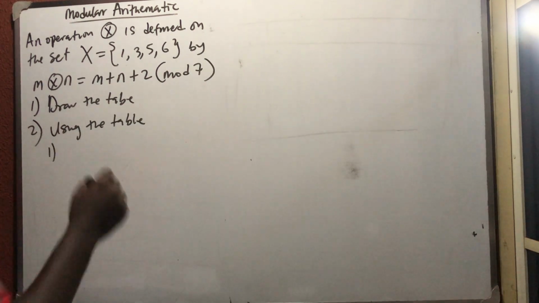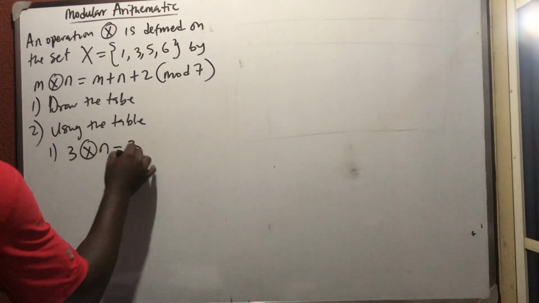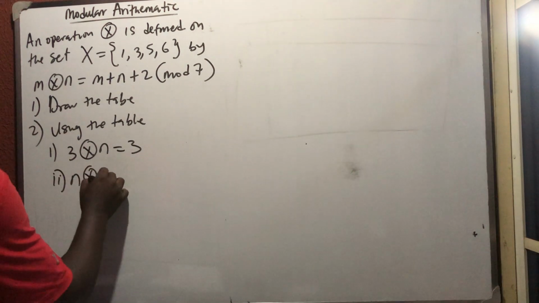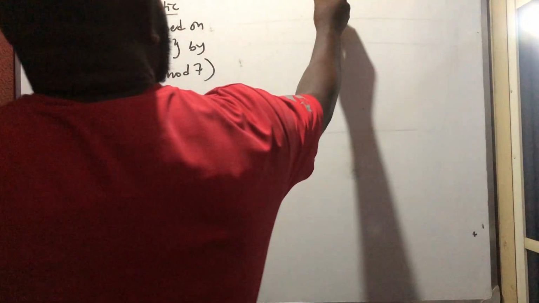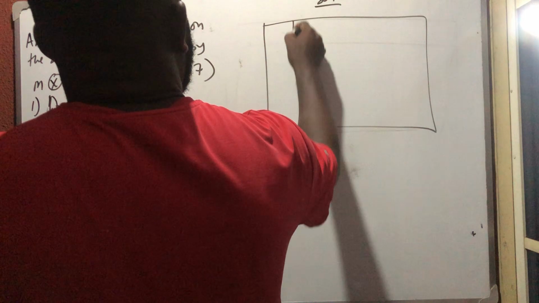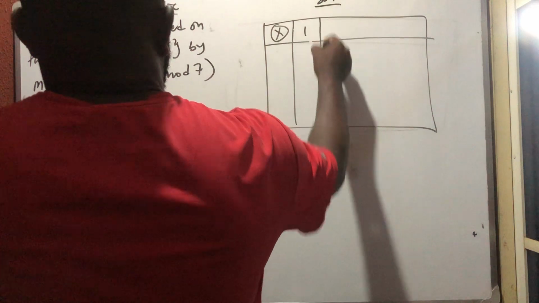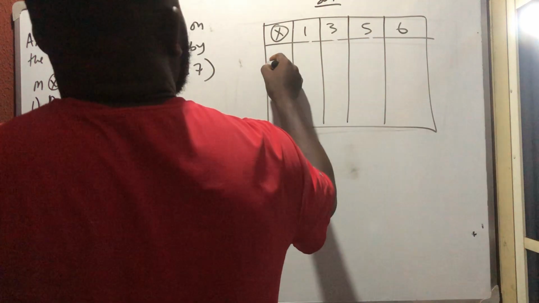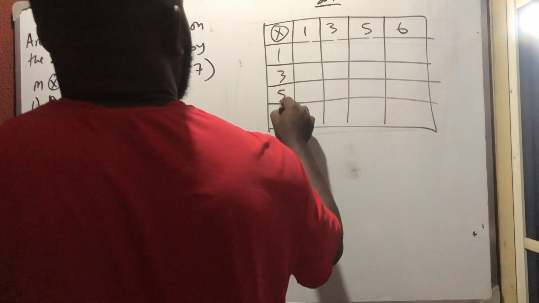let's answer the first question. Well, the answer is that 3 operates on something to give me 3. Find that thing. Then the next thing is something operates on itself to give me 3 again. So let us find that. So solution. We still have another table again. So I'm having star here, and 1, 3, 5, and 6.